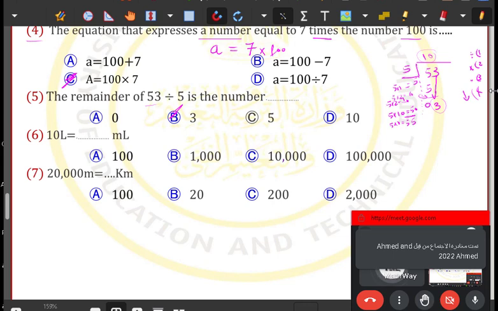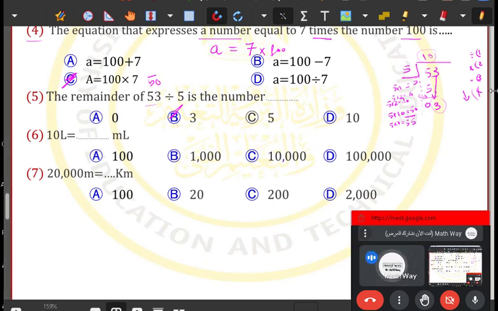Okay, and as you know, 50 is equal to 5 by 10, so we can put this 10 here in the quotient, and the remainder is going to be the difference between 53 and 50.